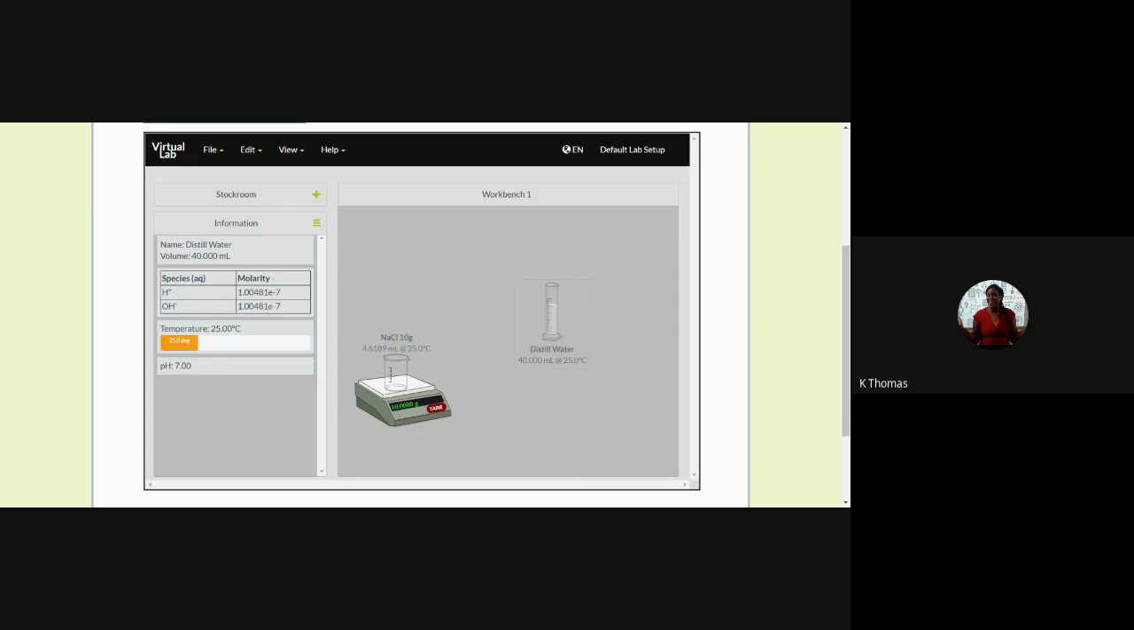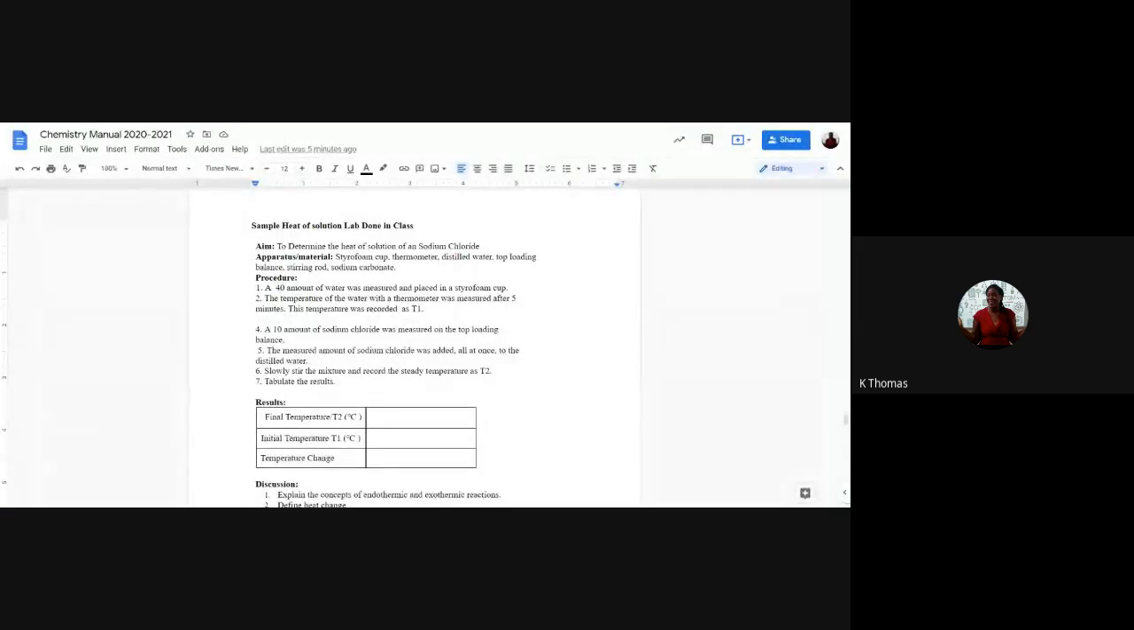And I'm going to go back in my lab manual and write down that starting point. My initial temperature is 25.00 degrees Celsius. That's very important to write down the starting temperature.